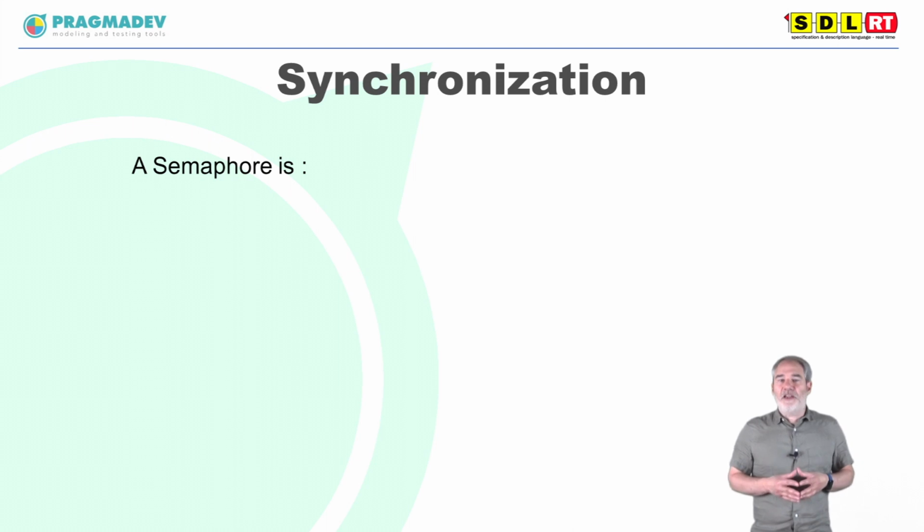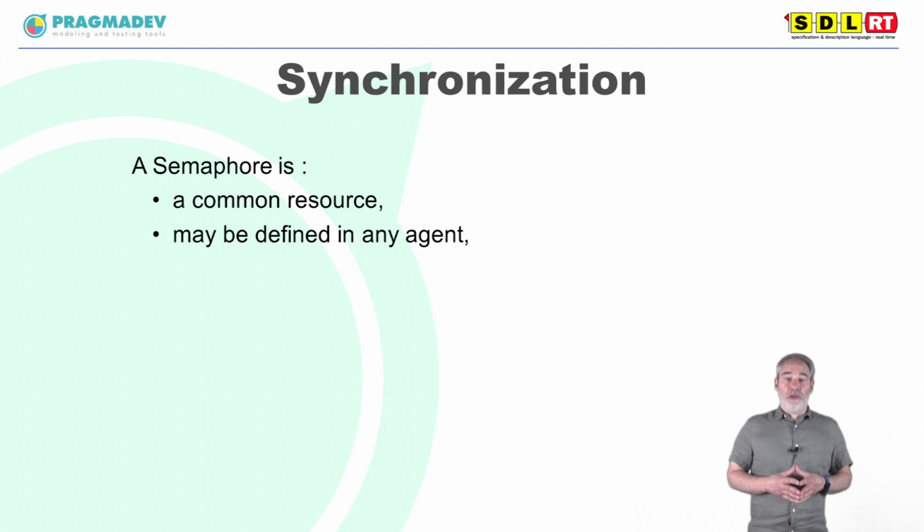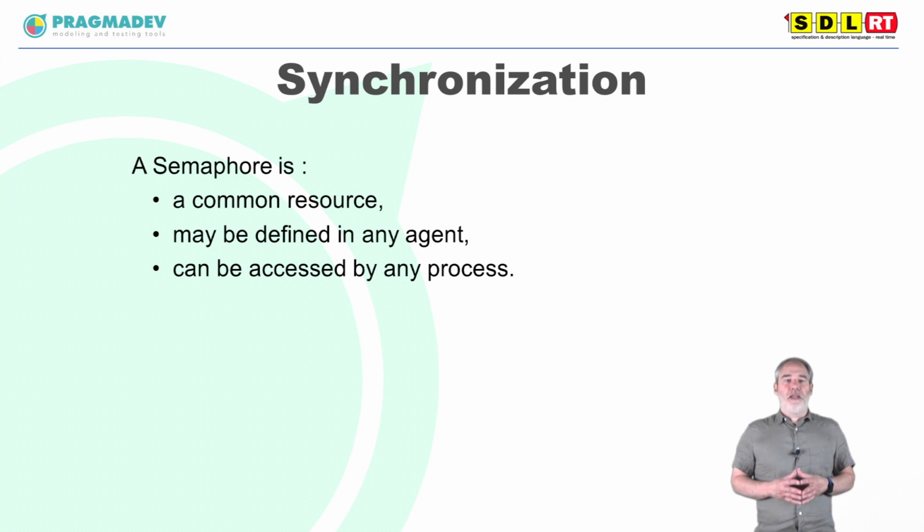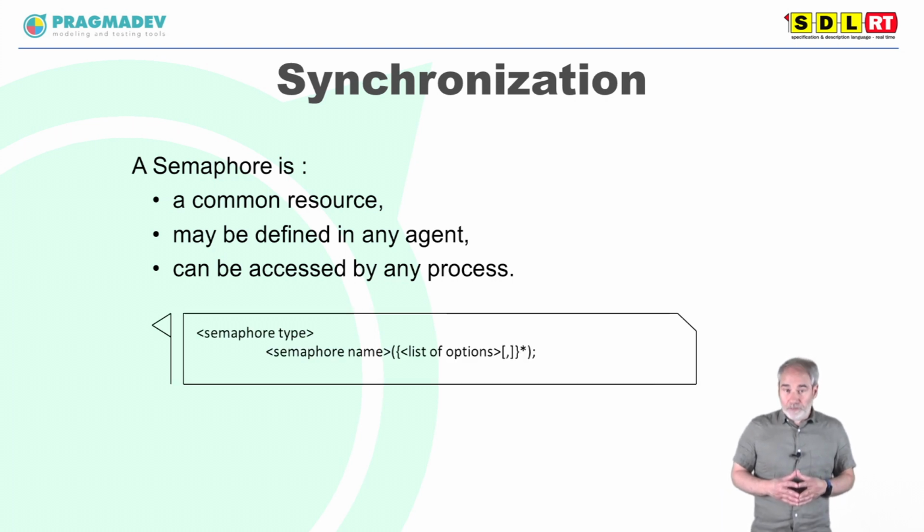Since processes are executing concurrently, some synchronization might be required to handle concurrent access to a shared resource. This is inspired from the semaphore resource available from any real-time operating system. A semaphore is a common resource that can be defined in any agent and that can be accessed by any process. Here is how to declare a semaphore. Binary, mutex, and counting semaphores can be declared here, with some options such as priority inversion or an initial state.